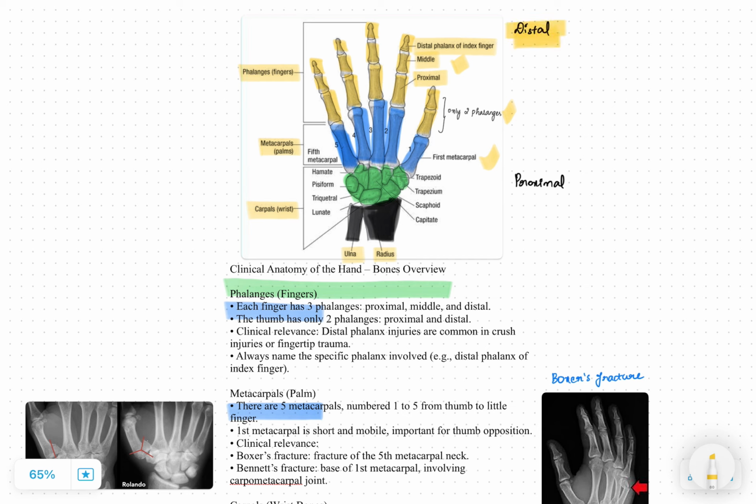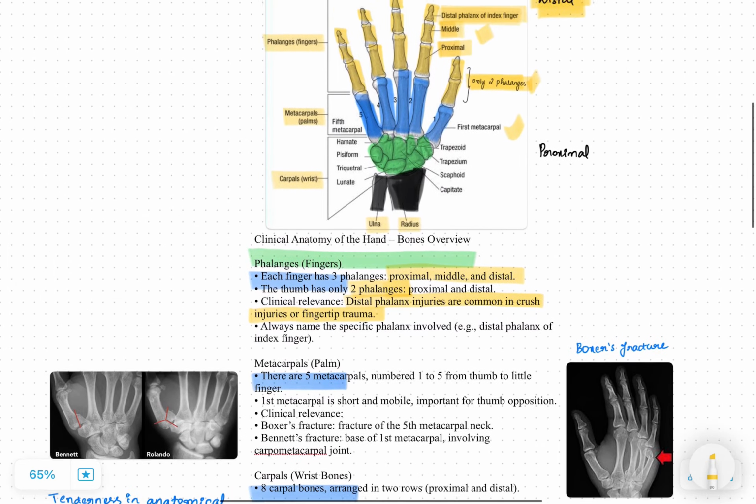Each finger has 3 phalanges, that is proximal, middle and distal phalanx. The thumb has only 2 phalanges, that is only proximal and distal. This is the unique feature of the thumb. Clinical relevance: distal phalanx injuries are more common in crush injuries or fingertip trauma.